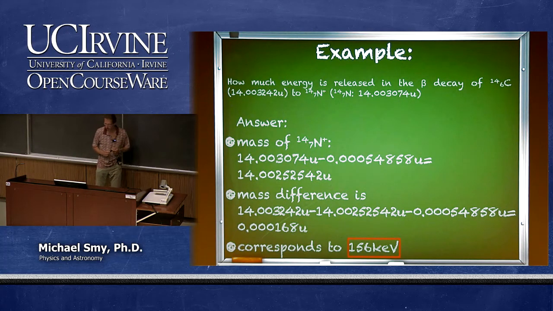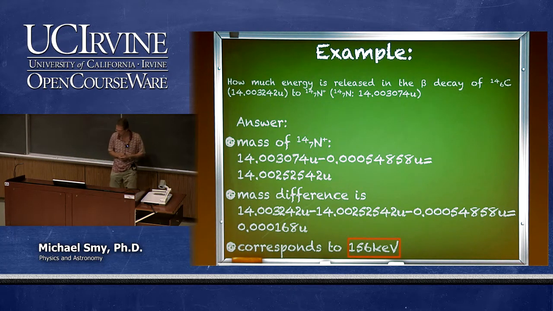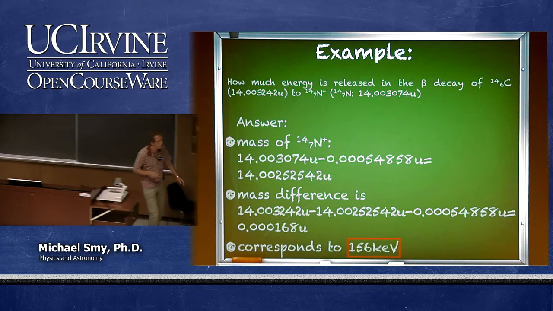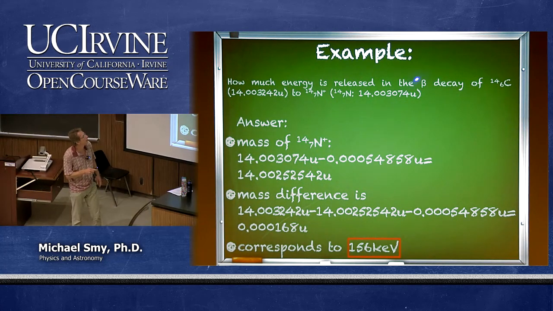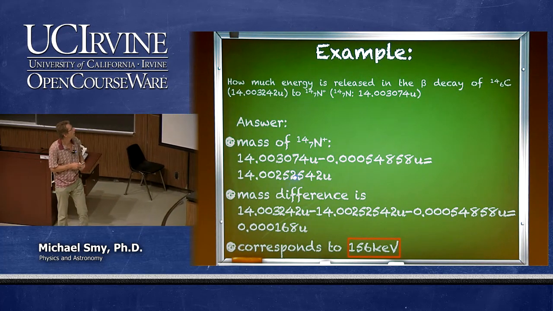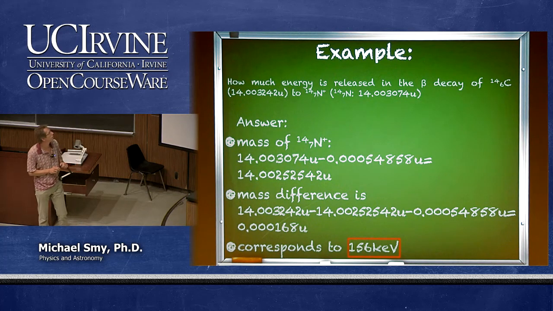So let's go through an example. How much energy is released in the beta decay of carbon-14? In this case, carbon-14 goes to nitrogen-14 as a positive ion. And the nitrogen-14 atom, the atomic mass is given as 14.003074. And we can calculate Q values for beta decays just like we do for alpha decays. So we take the difference of this ion, which we calculate as the atom minus one electron.